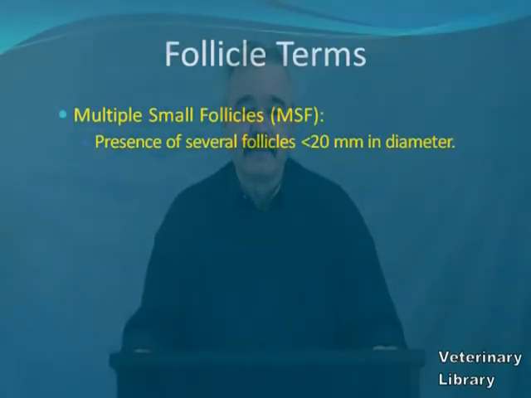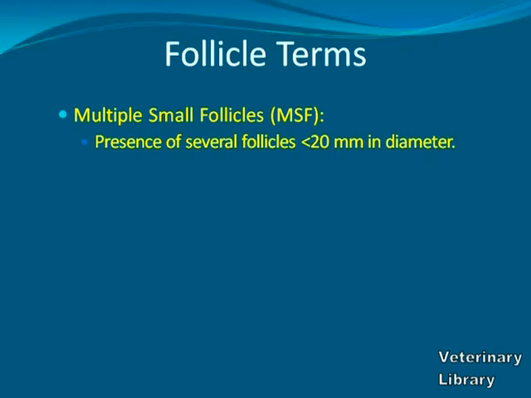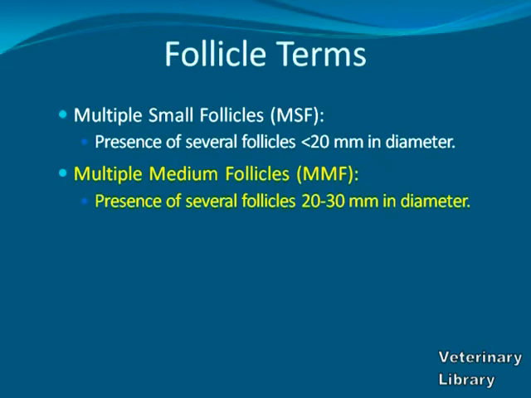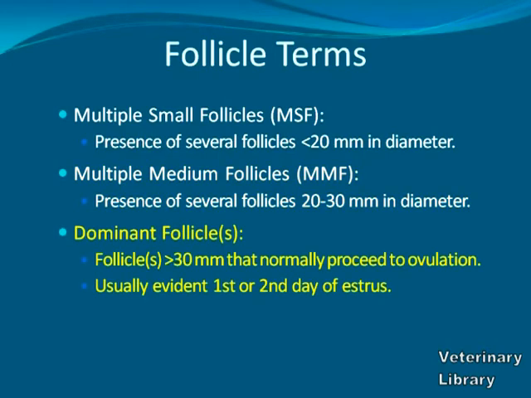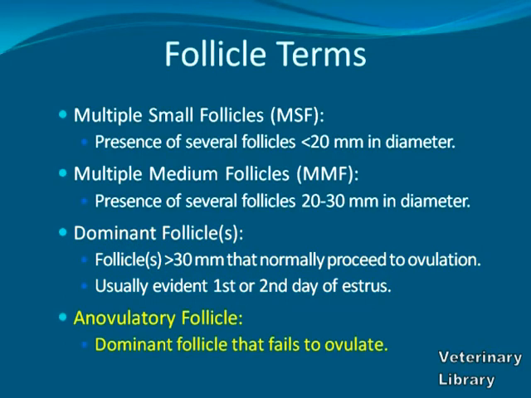Next, let's look at some terms that are commonly used to describe follicles. First, MSF, or multiple small follicles, describes the presence of several small follicles less than 20 millimeters in diameter. MMF, or multiple medium follicles, describes the presence of several follicles 20 to 30 millimeters in diameter. A dominant follicle, or dominant follicles, are follicles greater than 30 millimeters that normally proceed to ovulation. They are usually evident on the first or second day of estrus. Lastly, an anovulatory follicle is a dominant follicle that fails to ovulate.